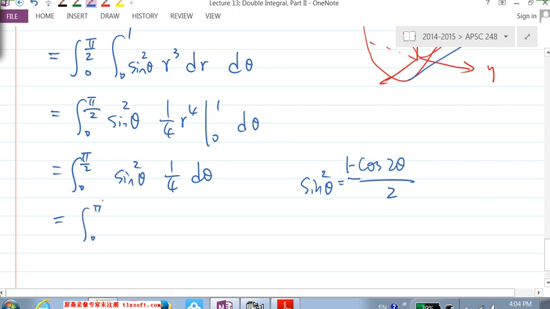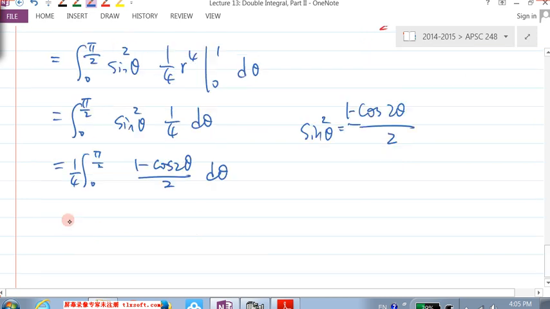So 1 minus cosine 2 theta over 2 times 1/4. I'm going to put a 1/4 outside here. Okay, so then everybody should know how to integrate this one now, right? For cosine 2 theta, you can use a substitution that u equal to 2 theta, but usually that's pretty simple. So 1/4 times that may be 1 over 8. So that's pi over 2 for the first one, okay, and minus 1 over 8 for the second integral, cosine 2 theta.